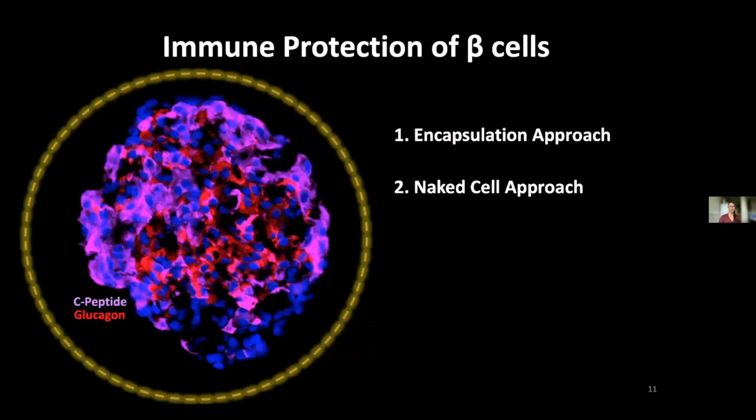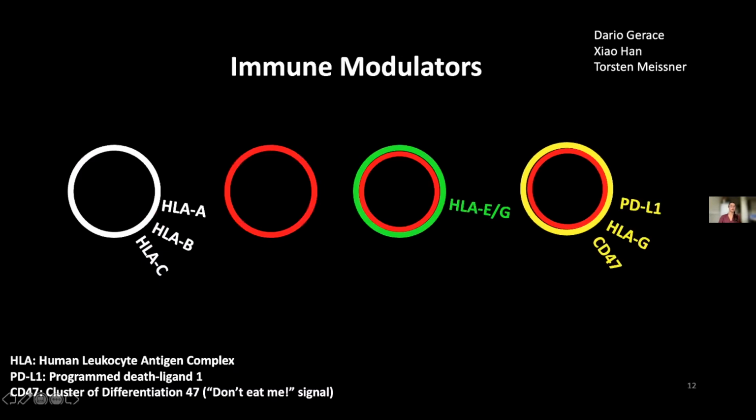So now that we have the system and we have the platform or the cells, the next step for our lab is to immune protect the beta cells. And as you can think about it, there are two main approaches. The first one would be using an encapsulation approach, a physical barrier that would just block the immune cells from touching the beta cells. And the second approach would be a naked cell approach. And the naked cell approach is the one that we are more interested in. So here is a summary of some ideas that people in the lab are pursuing.